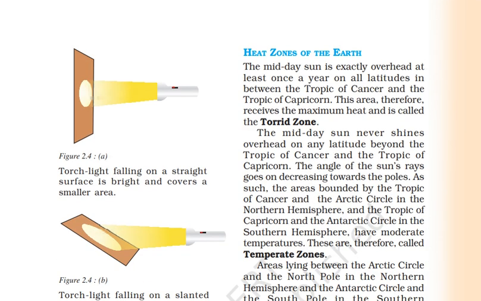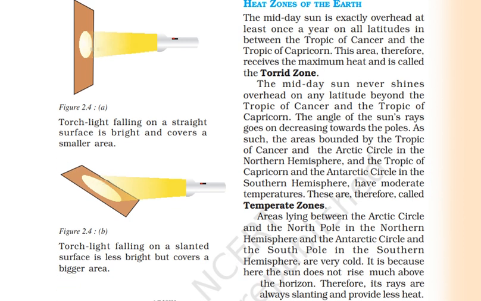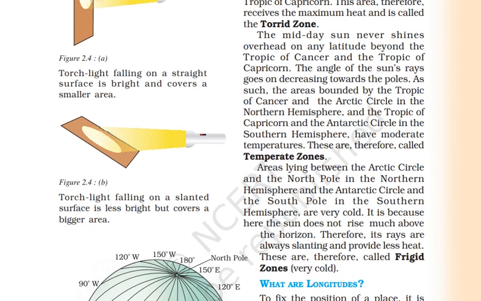Heat zones of the Earth. The midday sun is exactly overhead at least once a year on all latitudes in between the Tropic of Cancer and the Tropic of Capricorn. Therefore, this area receives the maximum heat and is called the torrid zone. The midday sun never shines overhead on any latitude beyond the Tropic of Cancer and the Tropic of Capricorn.